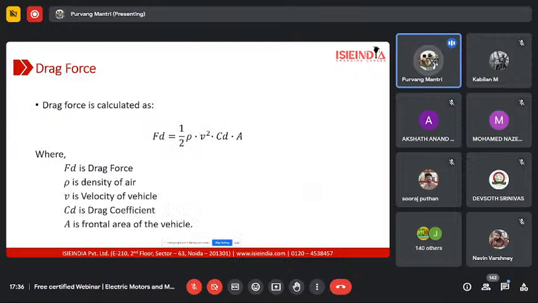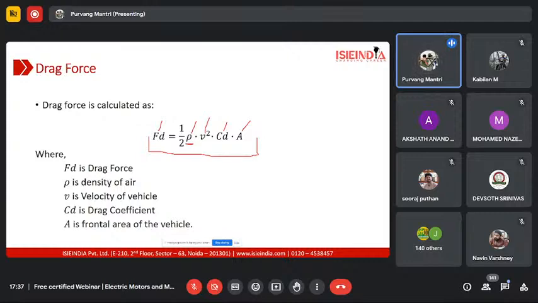So drag force is calculated with a simple formula. FD is equal to 1/2 rho V square CD into A, where FD is the drag force, rho is the density of air, V is the velocity of the vehicle in meters per second, CD is the drag coefficient, and A is the frontal area. So I would like to point this out. Density of air actually keeps changing depending on its temperature. So hot air would be less dense compared to cold air, because the molecules are going to be parted apart from each other when the air is heated up, and that's why the density of air reduces.